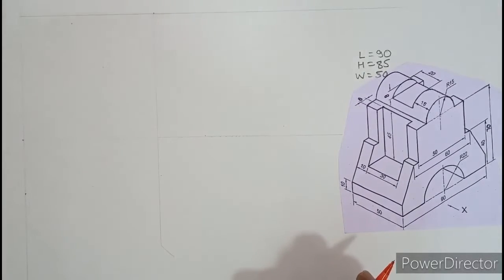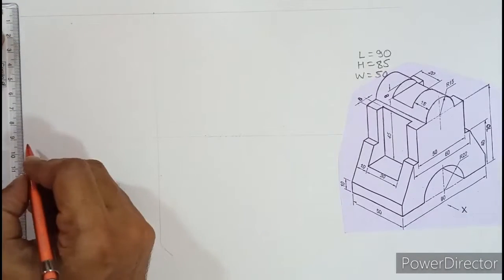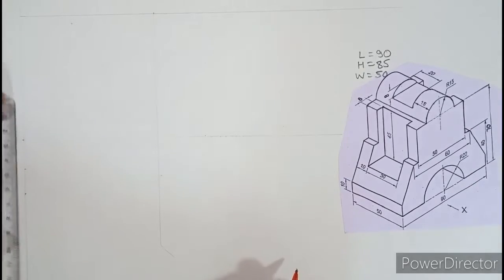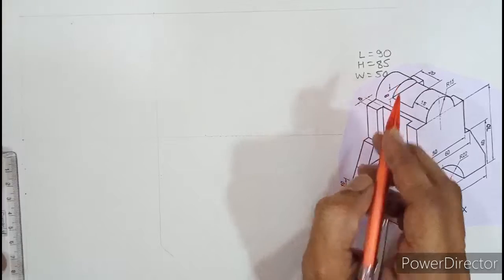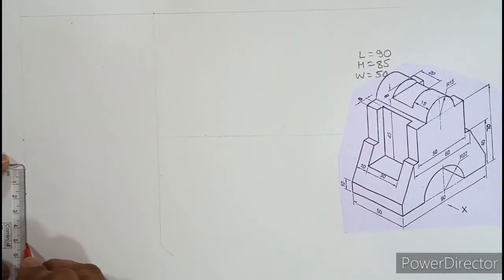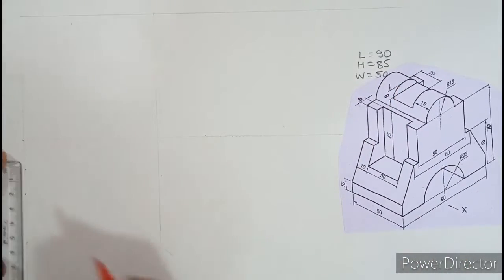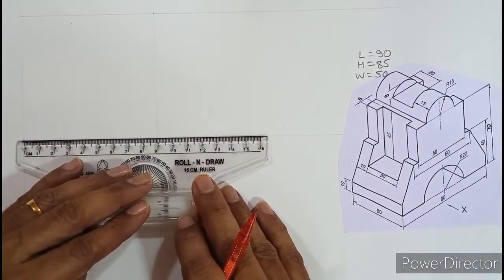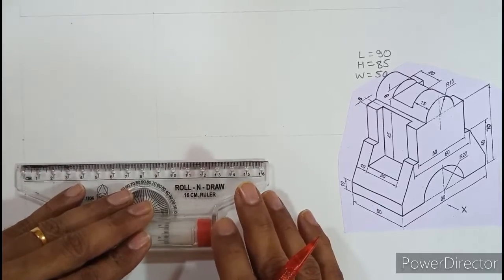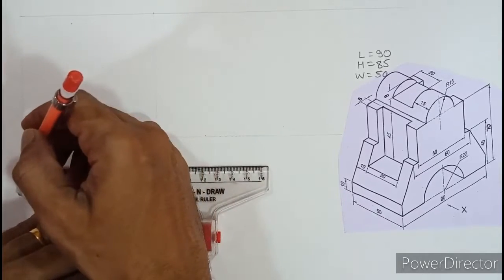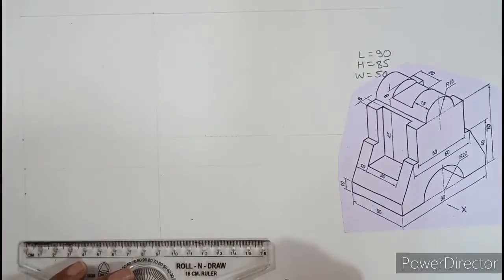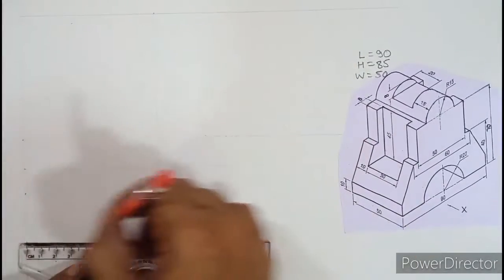Now the gap between the two views is always standard, what we keep as 20 millimeter always. So let us keep 20. So we have kept 20 over here, and then comes the width of the object, which is 50. So from here I will measure W50, and we are supposed to draw parallel lines from those marked points. So from here, lift, roll, and from 20 draw a light line. Again lift, roll, and from 50 draw one more light line.